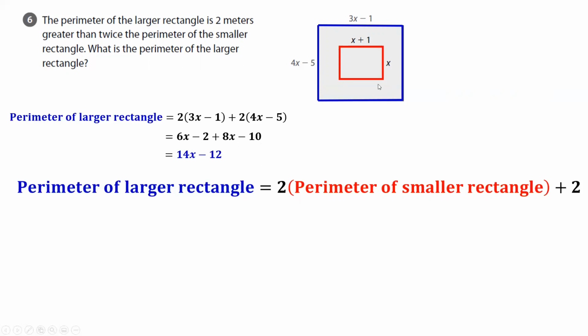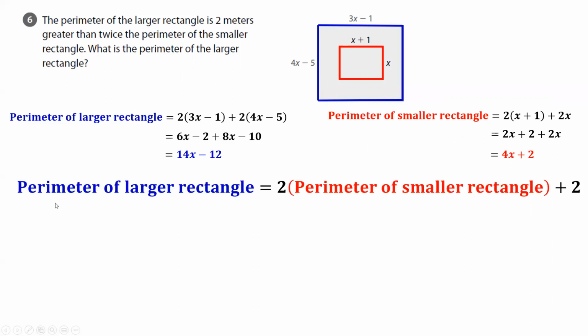Now let's look at the smaller rectangle. I have x plus 1 on the top and the bottom, so I have it twice, 2 times x plus 1. And then I have x on the left and the right, so this is going to be 2 times x. If I distribute this out, I'm going to do 2 times x to get 2x, 2 times 1 to get 2, bring down my 2x. I'm then going to combine like terms. 2x plus 2x gives me 4x, and then I bring down the plus 2. So I can write the perimeter of the smaller rectangle as 4x plus 2.